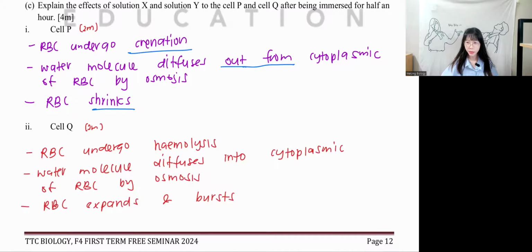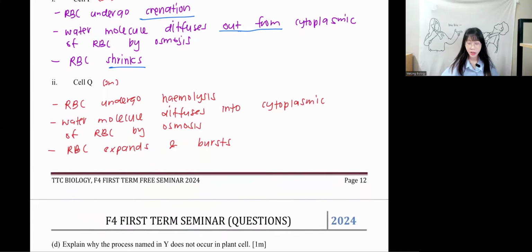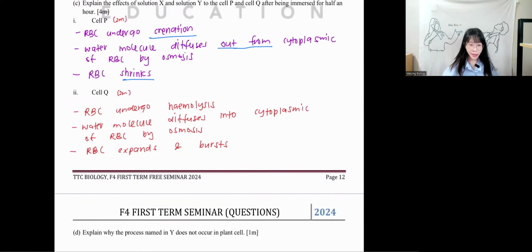1, 2, 3, 4. Very good. 5. Easy question, right? Use the same answering technique, okay? Explain why the process named in Y does not occur in plant cell. Why do you think that hemolysis does not occur in plant cell?